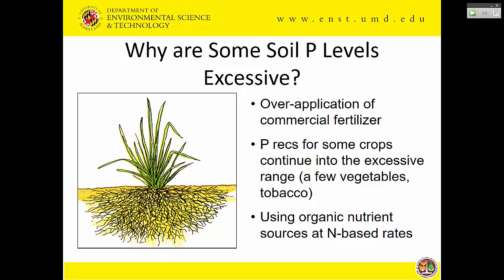Also, in some cases, there are actual recommendations for crops in the excessive range. And that's true of tobacco and several vegetables. So even if you're above an FIV of 100, there can be a recommendation for a few crops. But the primary reason really is using organic nutrient sources at what we call a nitrogen-based rate, using a manure or a compost or a food waste to supply all of the PAN your crop needs, often leads to high phosphorus soils.